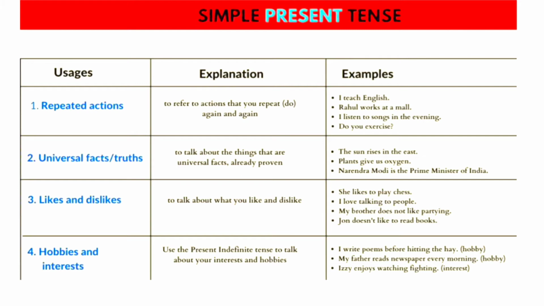And fourth is hobbies and interests. Use the present indefinite tense to talk about your interests and hobbies. I write poems before hitting the hay. It's called a hobby. My father reads the newspaper every morning. It is a hobby. He enjoys watching fighting. It's your interest showing in these sentences.